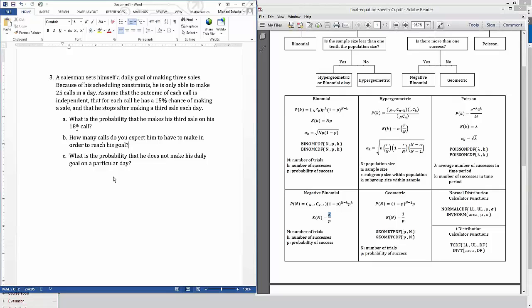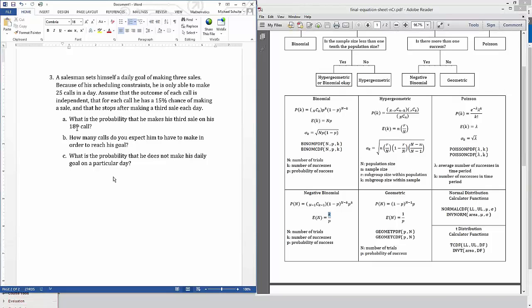Part C, we do know that there is an upper limit of 25. So he made 25 calls and he got fewer than 3 successes. So now what's changing is the number of successes rather than the number of trials. That's fixed. So yeah, it is a little bit confusing.